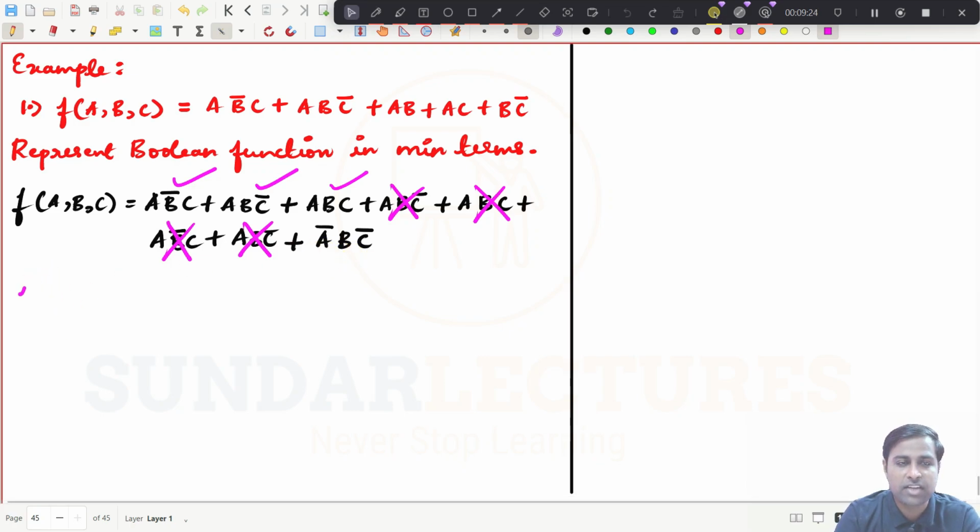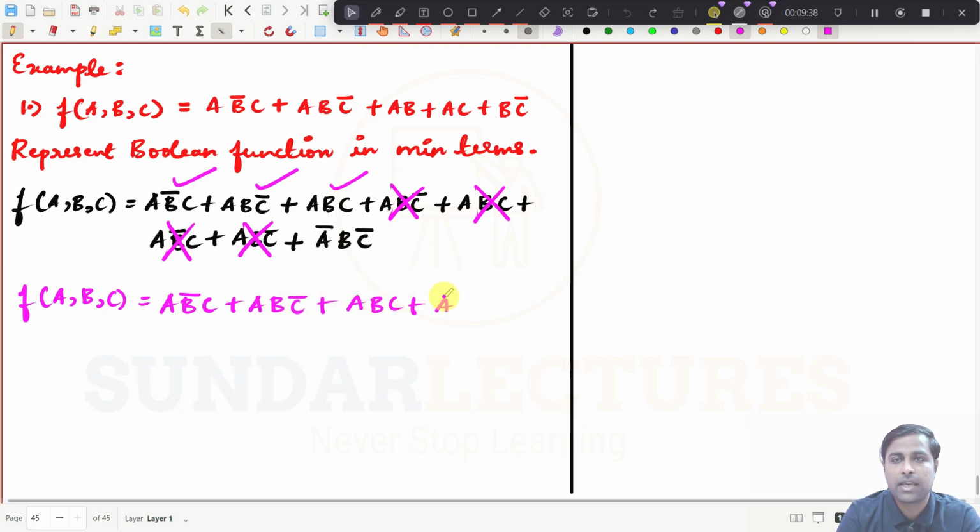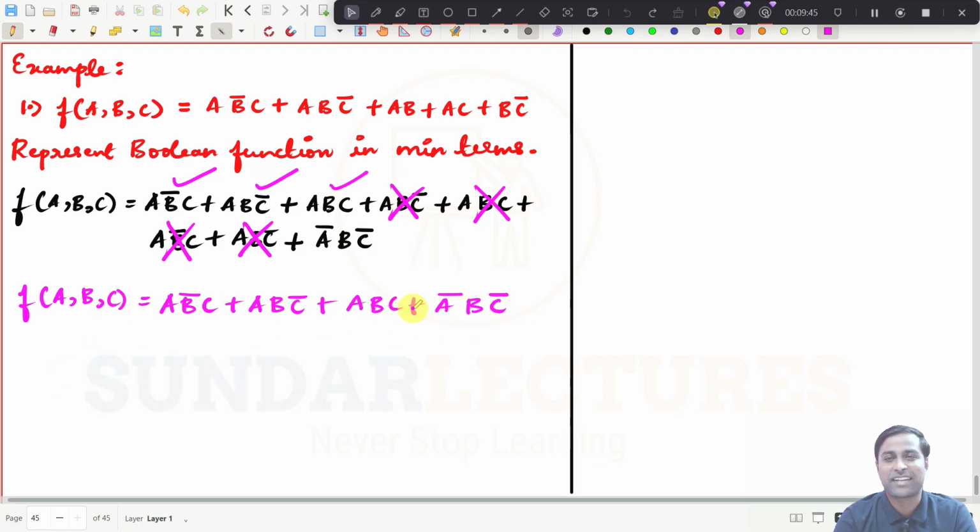So the canonical form of the boolean function of a, b, c will be a b bar c plus a b c bar plus a b c plus a bar b c bar. So this is the canonical form. Try to understand, this is the canonical form.